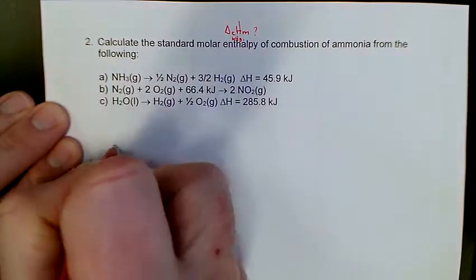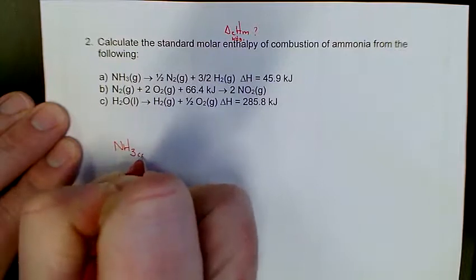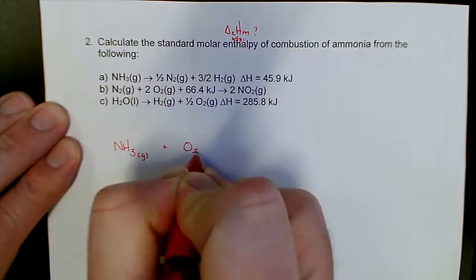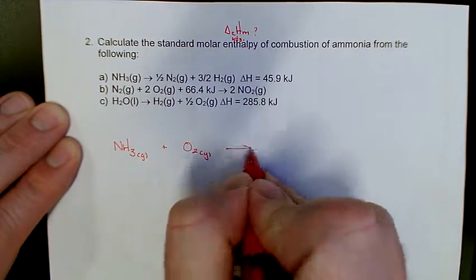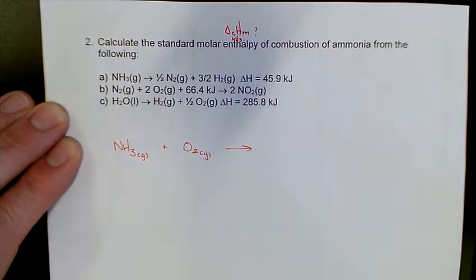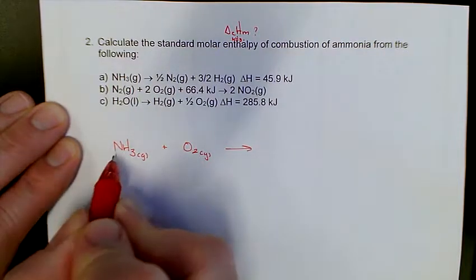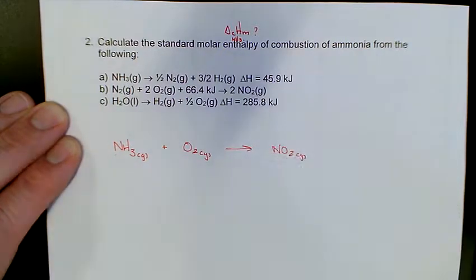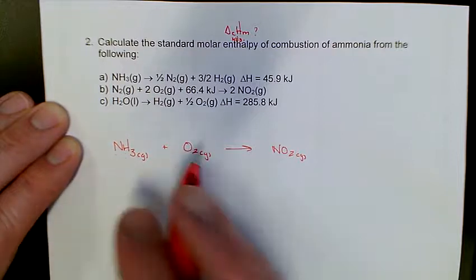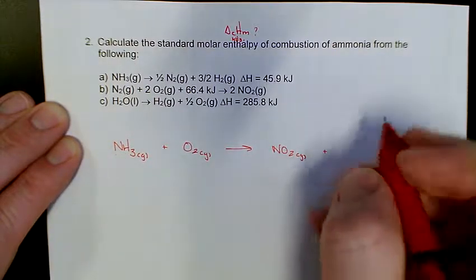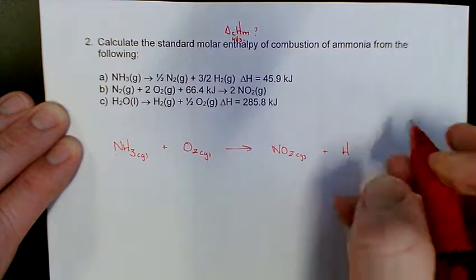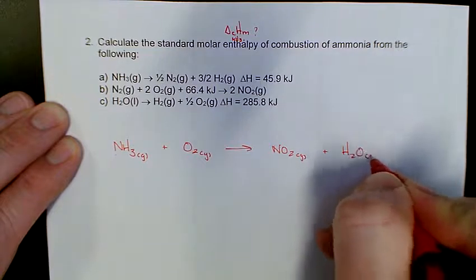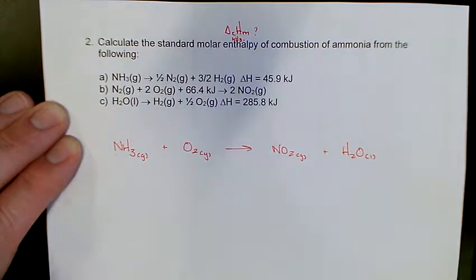And so ammonia, being NH3, in a combustion reaction would react with oxygen, and this should produce for us the most common oxides. Remember, our most common oxides for our nonmetals are the dioxides, so nitrogen and oxygen would be NO2. All right, and then, of course, hydrogen, when it reacts with oxygen, produces water. And in this case, let's assume liquid water.